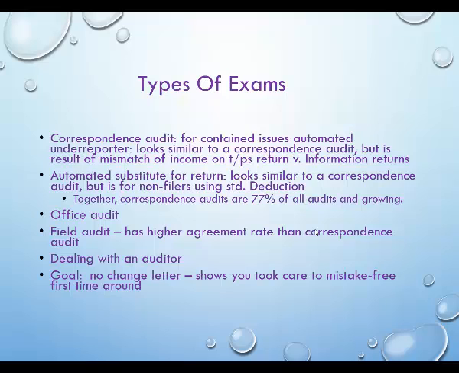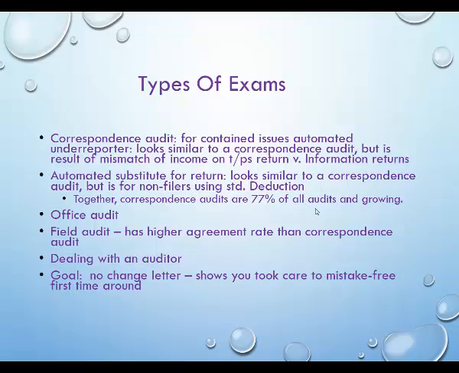The automated underreporter said, I think you made more money than this. I have three W-2s, you only filed on two, what's going on here? And you have to explain. You may say, hey, I'm a victim of identity theft, that last one's not mine at all. And that's valid, but you do have an explanation to do, and the explanation is done by mail.